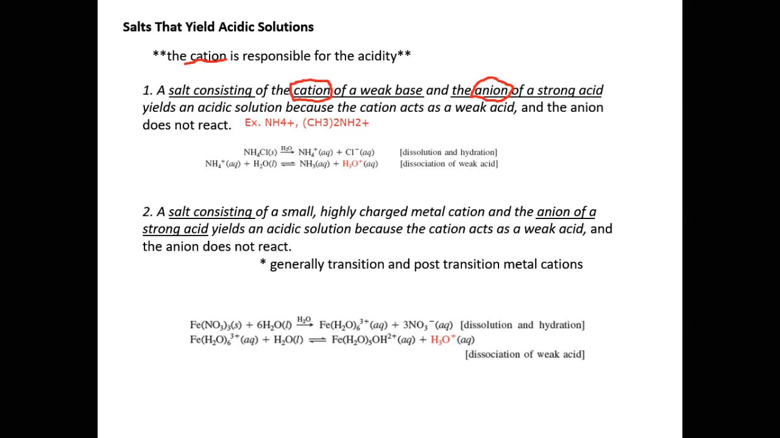The next criterion for acidic is a salt consisting of a small, highly charged metal cation.